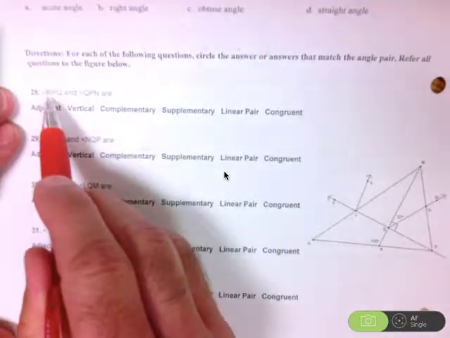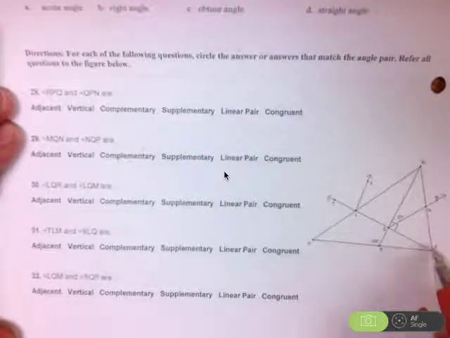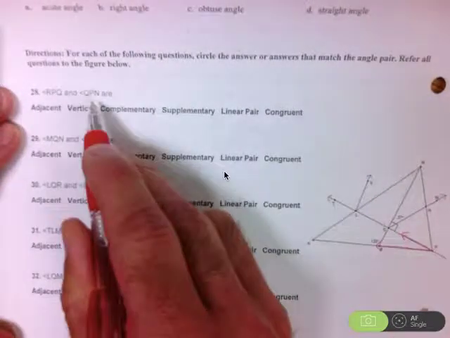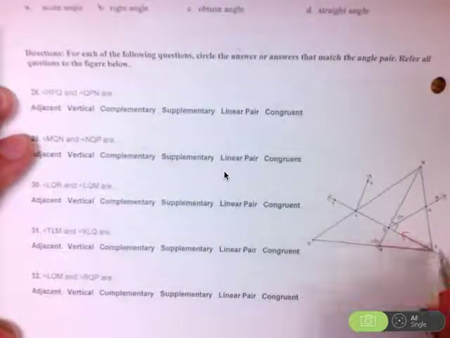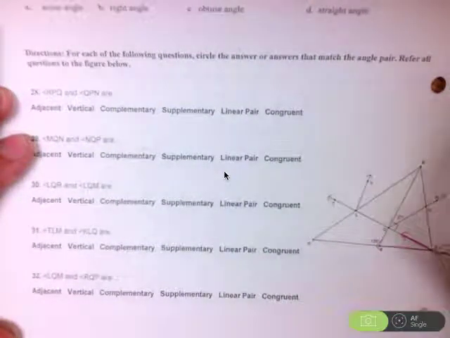So angle RPQ is right here. I'm going to trace it. Here's R, here's P, and here's Q in the middle. So there's one of the angles right there for question number 28. And the other one is QPN, Q to P to N. So here's the other angle right here.